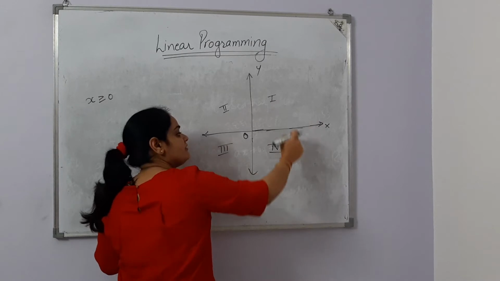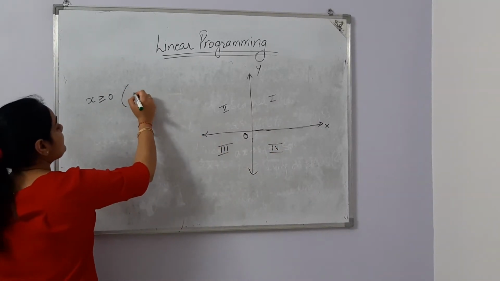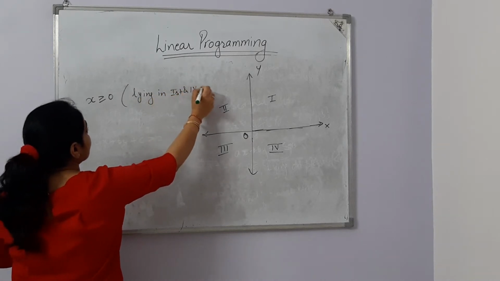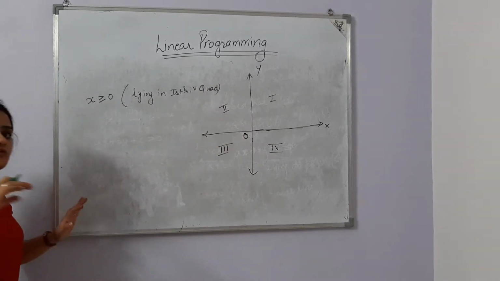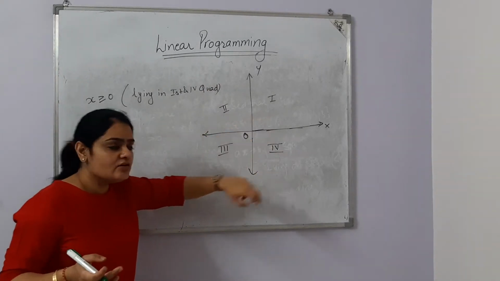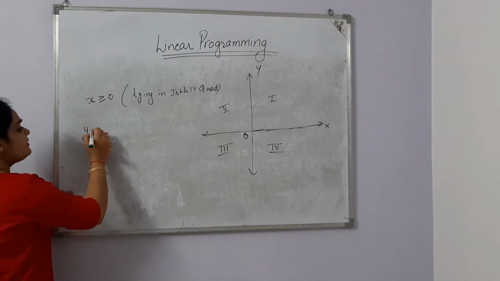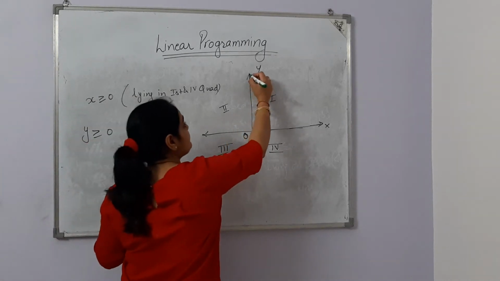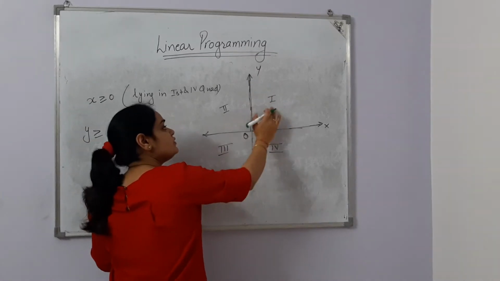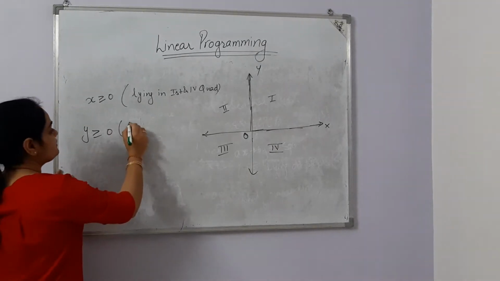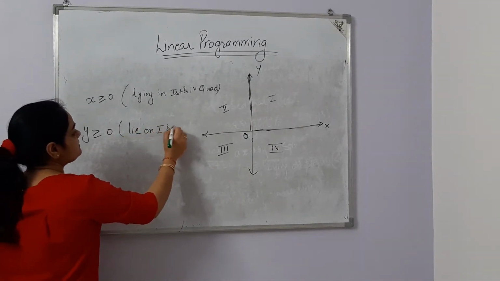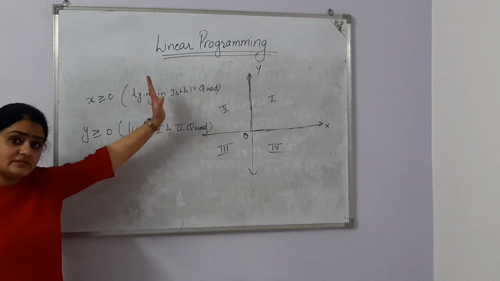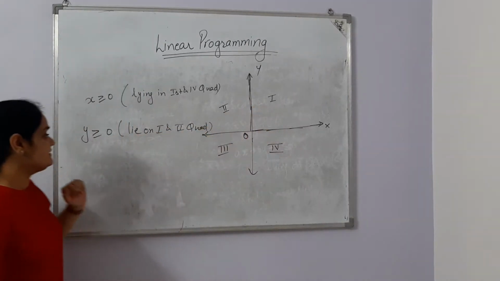If x is positive, the graph will lie on the first and fourth quadrant. If y is greater than or equal to 0, that means y is positive, and it is enclosed within the first and second quadrant. So the graph will lie on the first and second quadrant.